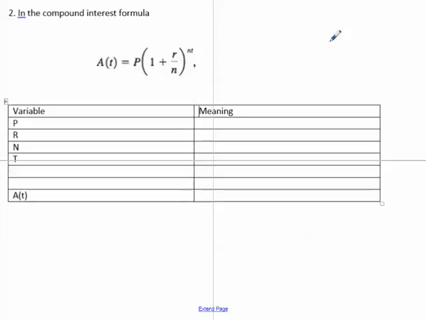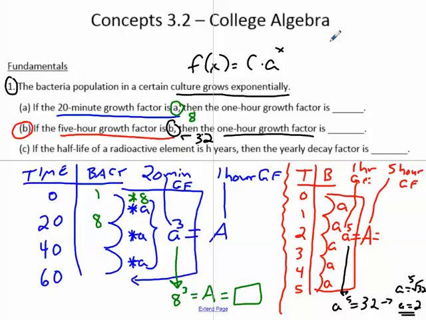Alright, so here we are in chapter 3.2 once again. 3.2, we're talking about concepts 3.2 for intermediate algebra, college algebra. Talking about this slide was section 3.2a and 3.2b, talking about moving the growth factor from 20 minutes to 1 hour or 5 hours to 1 hour. Look at those videos from 3.2a or b if you want.